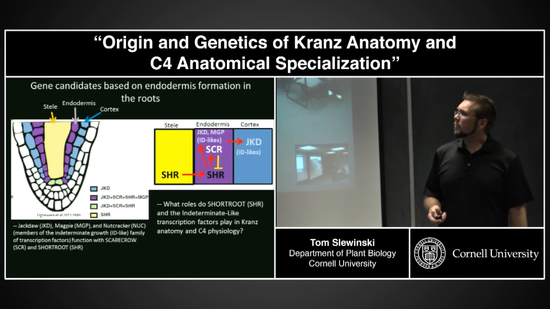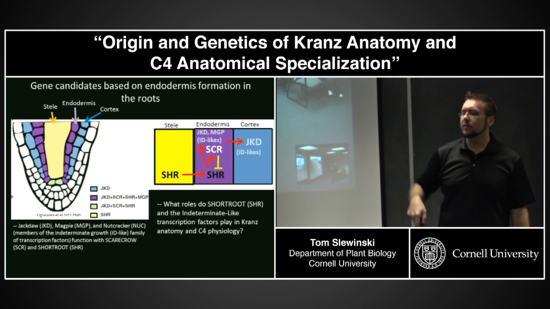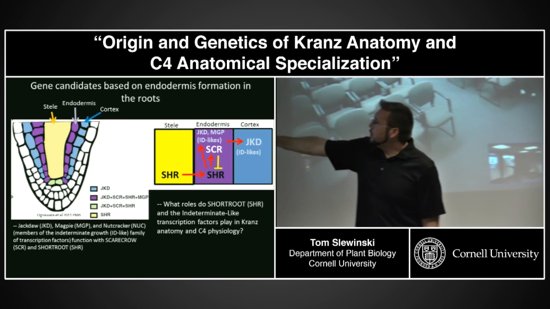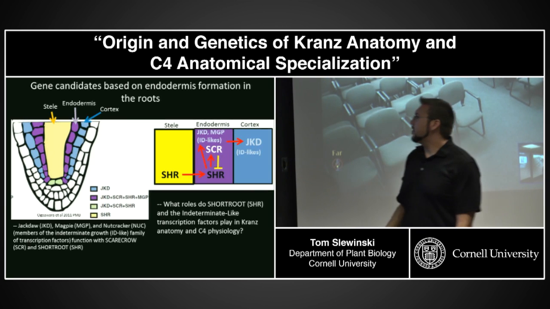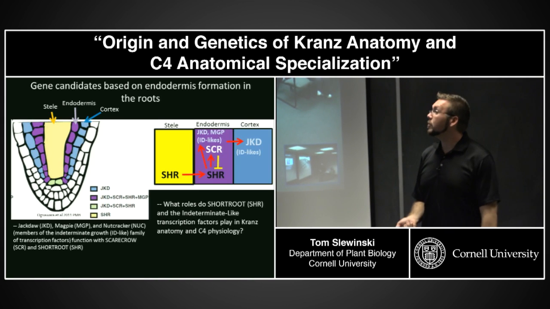So, well, we've shown you scarecrow regulating the endodermis, but what about the other genes? What are they doing? So I wanted to know what's the role of short root and the endodermal-like transcription factors in anatomy. So if this is a true conserved pathway, the rest of the genes should be conserved.